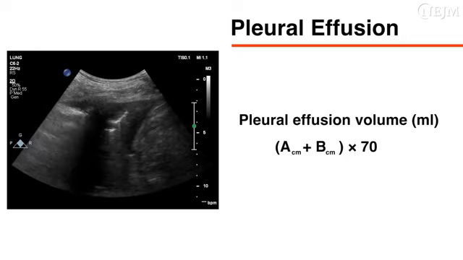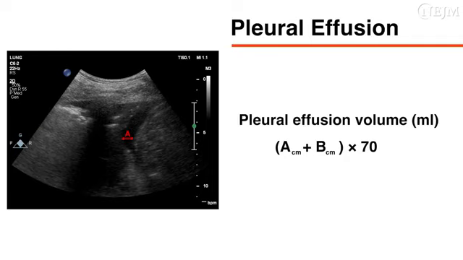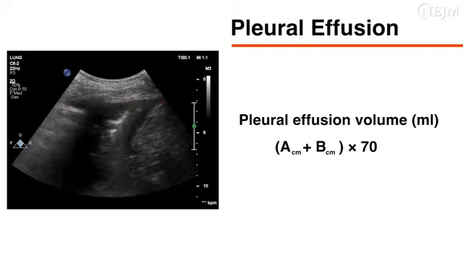Various techniques can be used to estimate the volume of a pleural effusion. The most common technique is to measure the distance from the diaphragm to the base of the lung and the lateral surface of the chest wall to the lung. These measurements, obtained in centimeters, should then be added together and multiplied by 70. The resulting volume is expressed in milliliters.